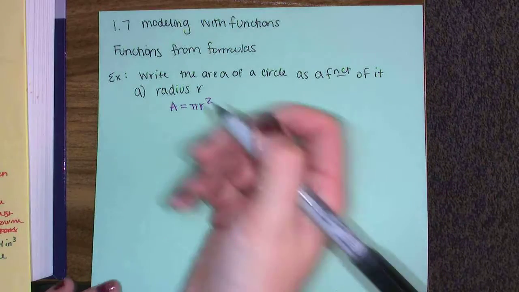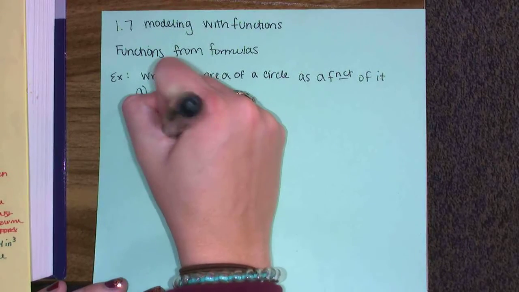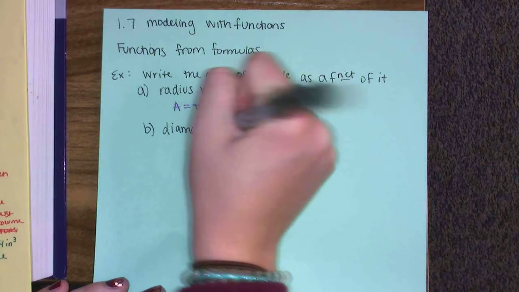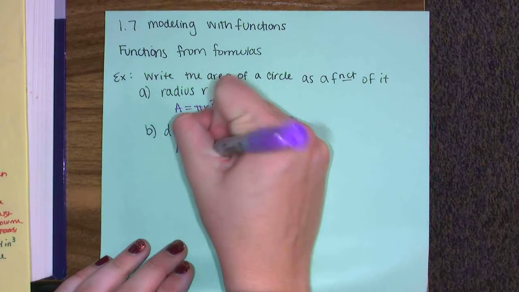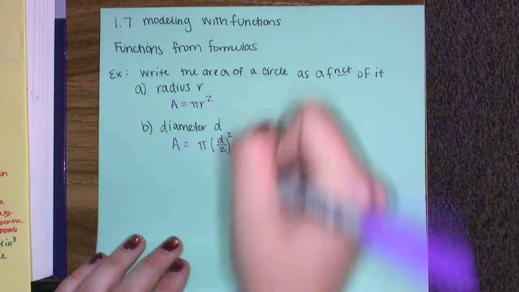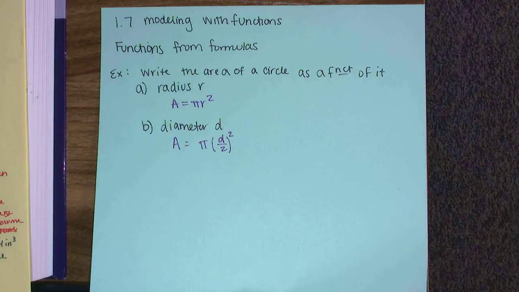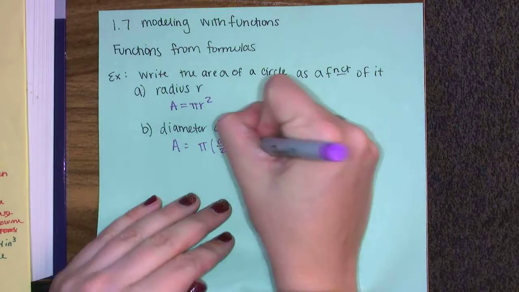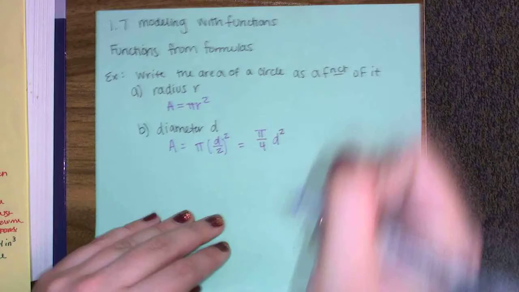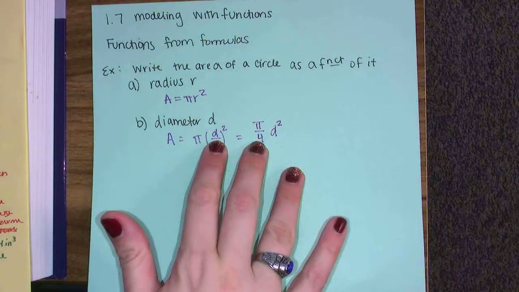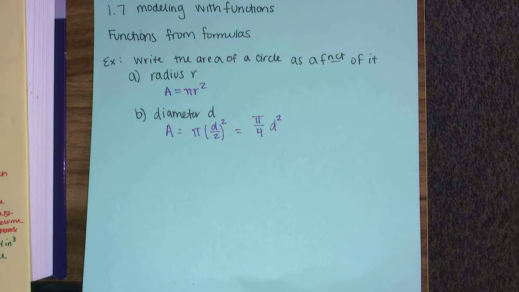All right, let's do area as a function of its diameter d. So what would that area be? A equals pi times d over 2 squared. Okay, or you could also write it this way. This way is acceptable, but you could also write it as pi over 4 times d squared. Okay, those are the exact same thing. So it doesn't matter which one you write. They both mean the same thing.